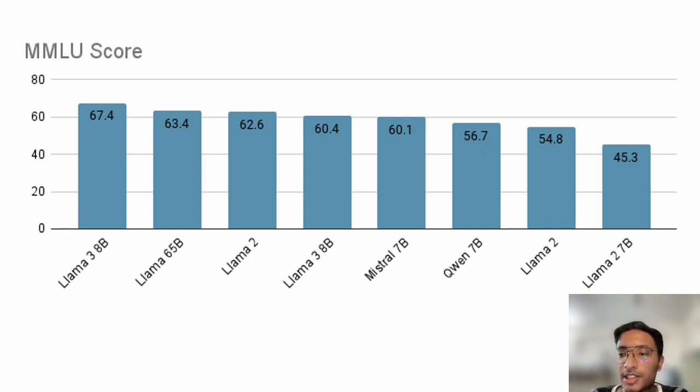Our distributed implementation of the Llama 3 8 billion model, utilizing the Petals framework, attained a competitive score of 60.4% on the MMLU benchmark. While lower than the centralized Llama 3 8 billion model's published result, our score outperformed several other state-of-the-art models, including the Mistral 7B at 60.1%, Qwen 7B at 56.7%, and the Llama 2 family of models, with the 13B variant scoring 54.8% and the 7B variant scoring 48.3%.